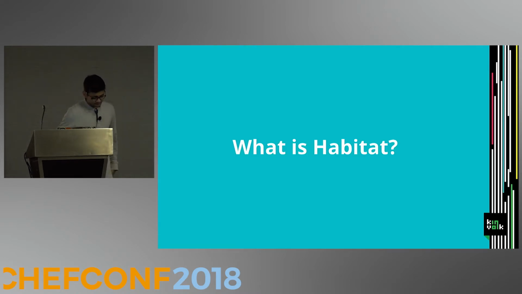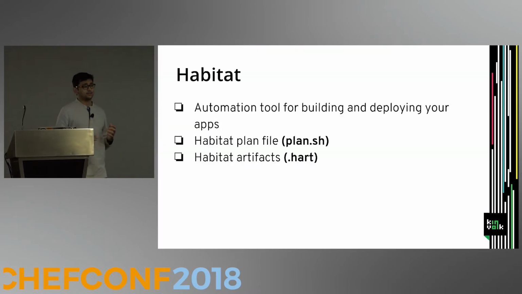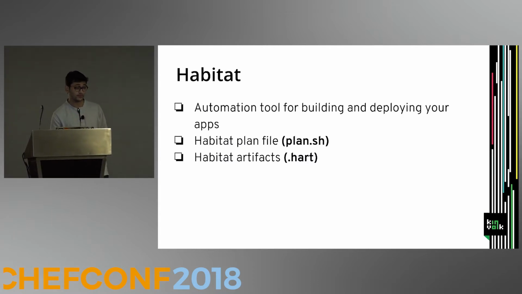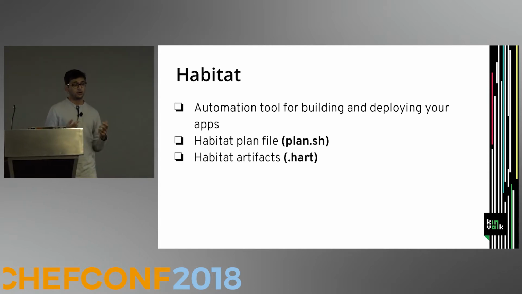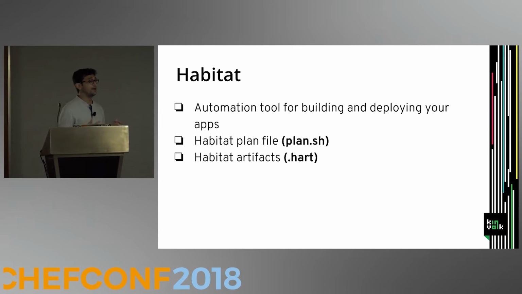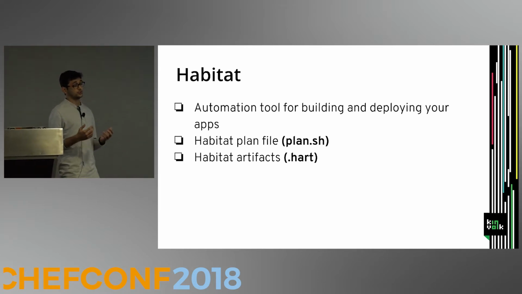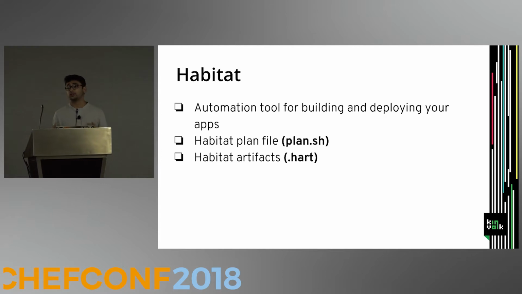So what's Habitat? If you've attended the keynote earlier today, you might have seen a nice demo by Nell. What Habitat lets you do is automate the building and deploying of your applications by supplying a plan file, which is the plan.sh file. And this plan.sh file creates a Habitat artifact, which is called the .hart file, which is nothing more than a tarball that Habitat understands how to extract and download and manage around.